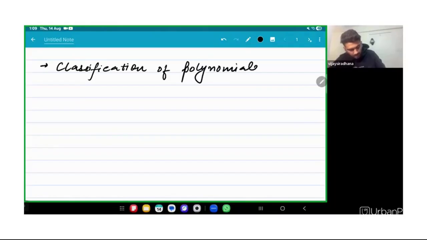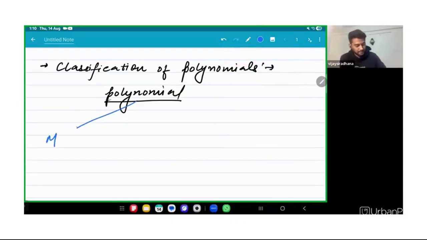Classification of polynomials. Now, students, the polynomial has been divided into three things. And what are those? Can you name them? The polynomial has been divided into three things.